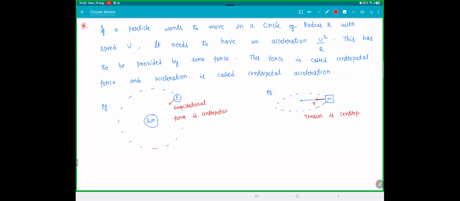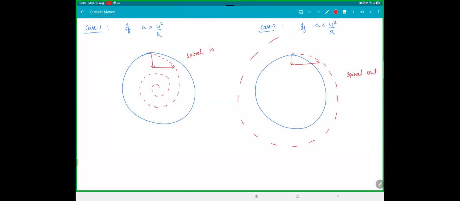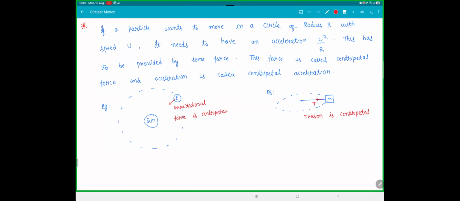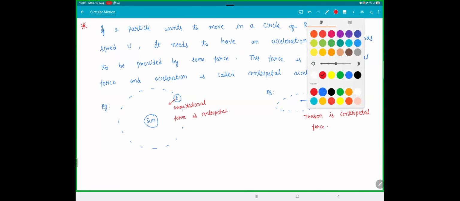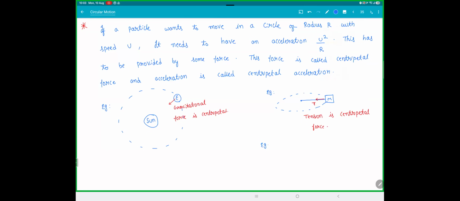The moment you cut the string, tension becomes zero. The tension becomes zero, so A becomes zero. Because A became zero, it becomes this case: A is less than u square by r, you will spiral out. I hope you're getting it. It is always that way, the other way around. You don't get acceleration because you're going in a circle. That's it. That is the whole point I want to say. Just remember that. You have acceleration, that's why you started going in a circle.